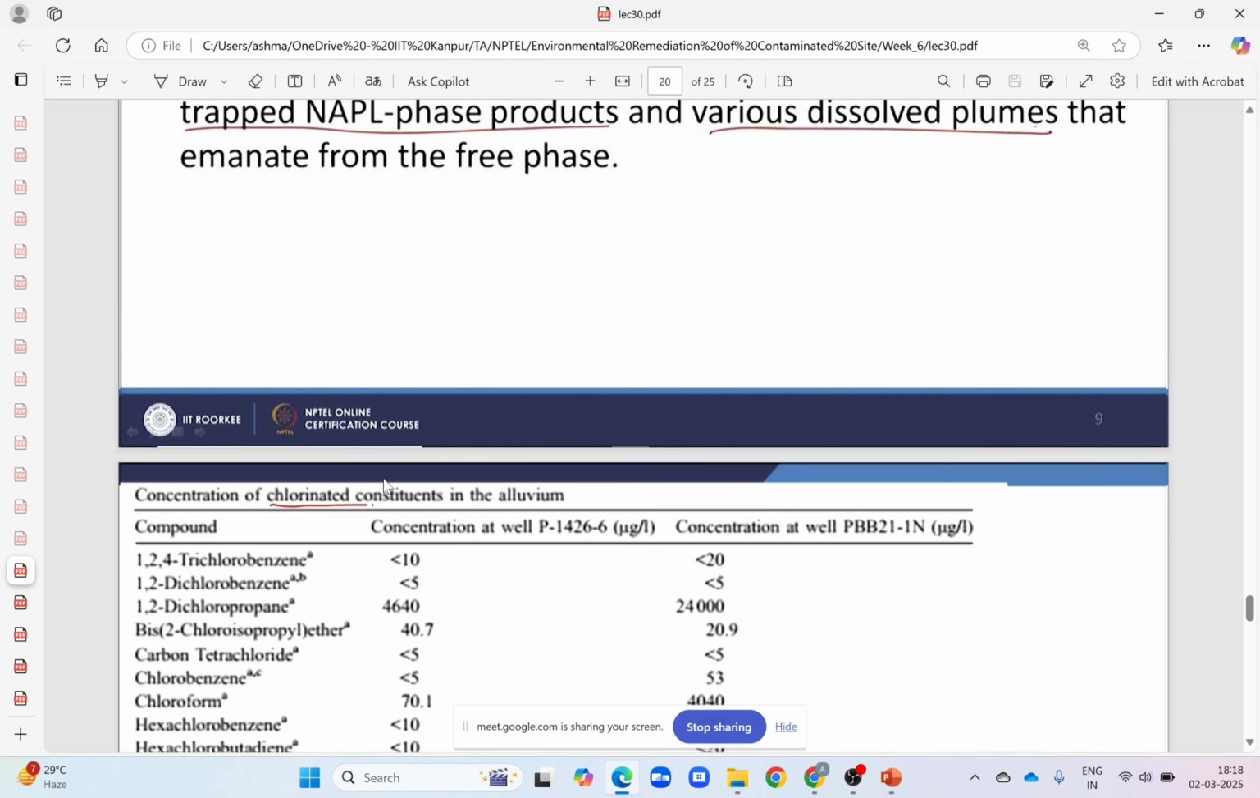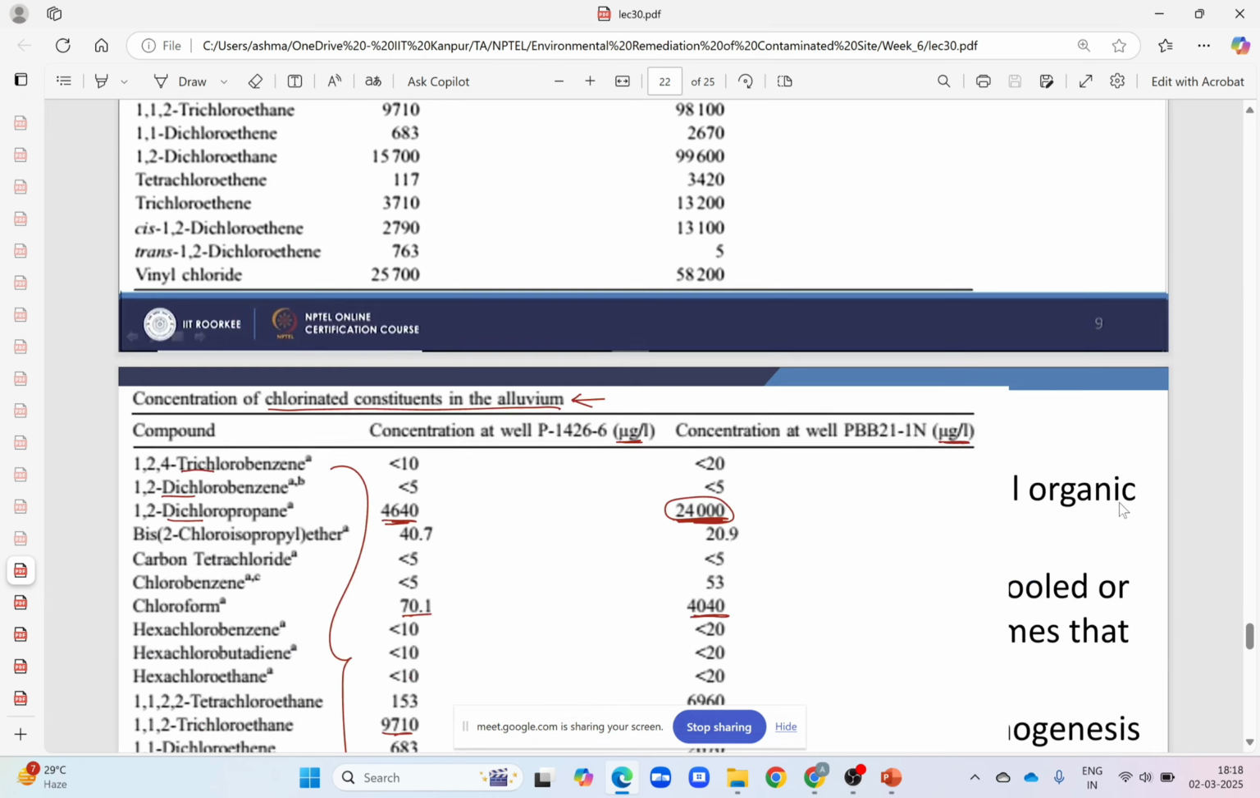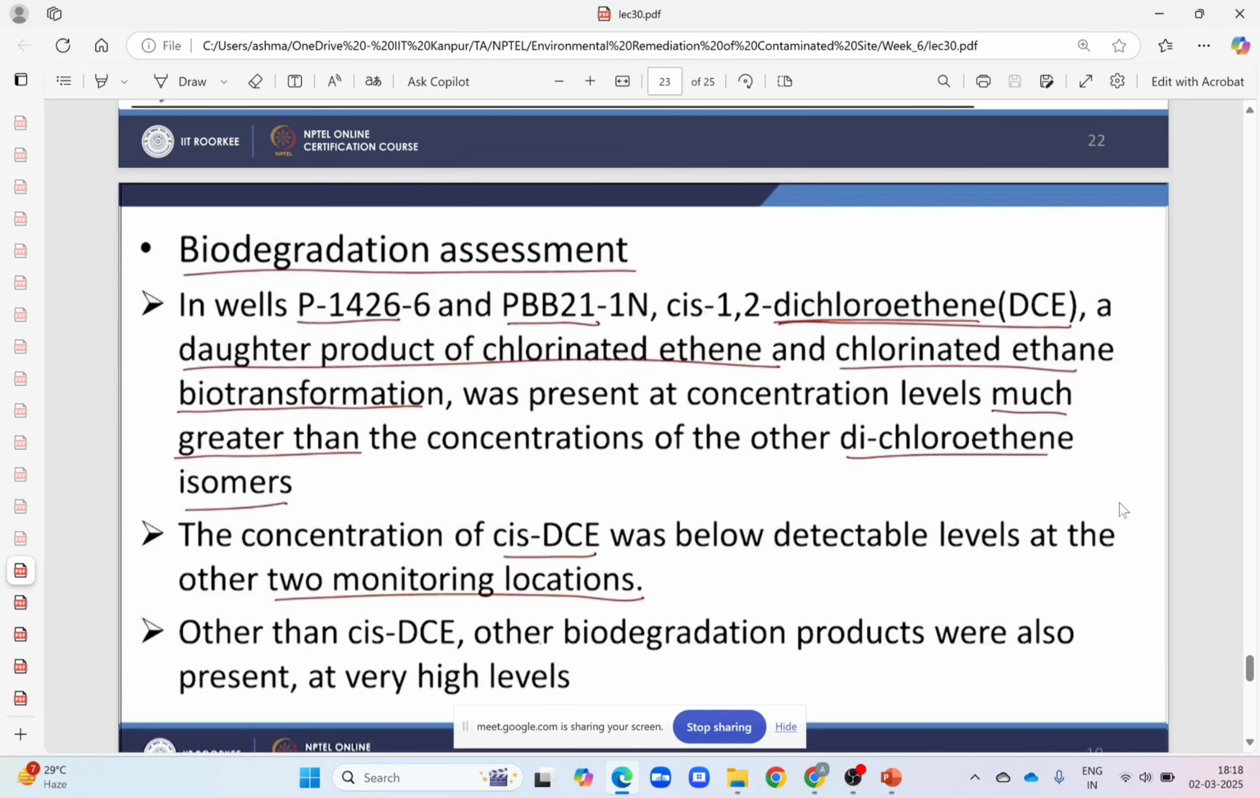So these were the contaminants and their corresponding concentration which was present. Here we can see that these are all chlorinated alkanes and alkenes, and also there are some benzenes also. So biodegradation assessment was done, and it was seen that cis-1,2-dichloroethene, which is a daughter product of chlorinated ethene biotransformation, was present at concentration much greater than the concentration of other dichloroethene isomers.